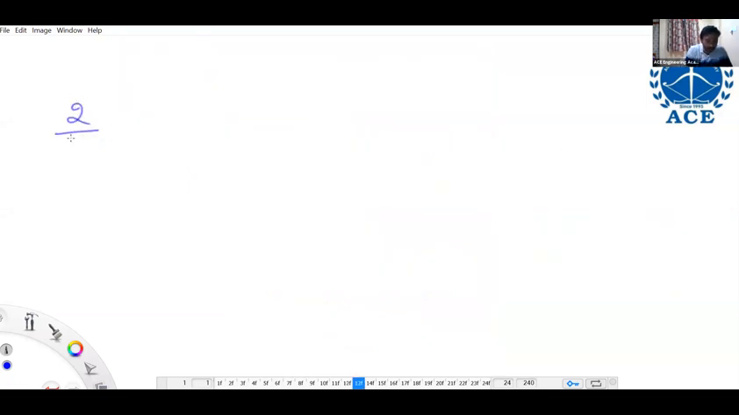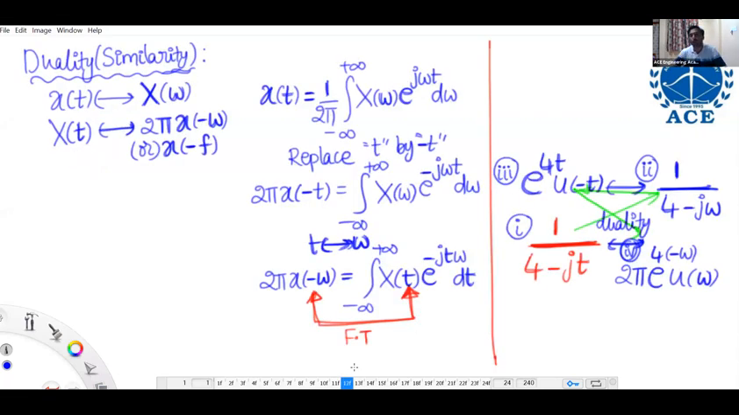Those who have completed that, think about this one: 2 by t square plus 1. Think and answer me. Instead of t, originally it must contain what? Omega. Instead of t, originally it should contain omega. Think and answer me.